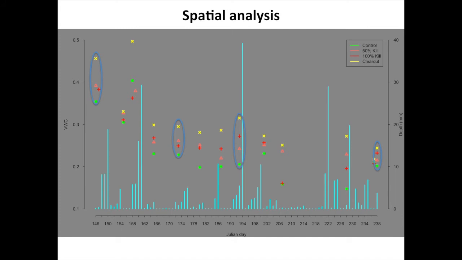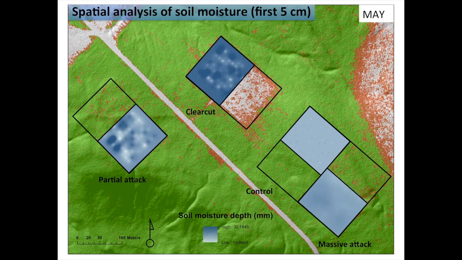So we did an analysis in space of each of these dates, and I'm going to show you the interpolation exercise in a series. So this shows the soil moisture where deep blue means wetter and light blue means dry, right? So by May, what we can say is that the control is the driest side, fairly homogeneous, and the wettest side is the clear cut, where you have in the middle the massive attack site, or the 100% kill site, fairly wetter than the control, as well as the partial attack, or the 50% side.